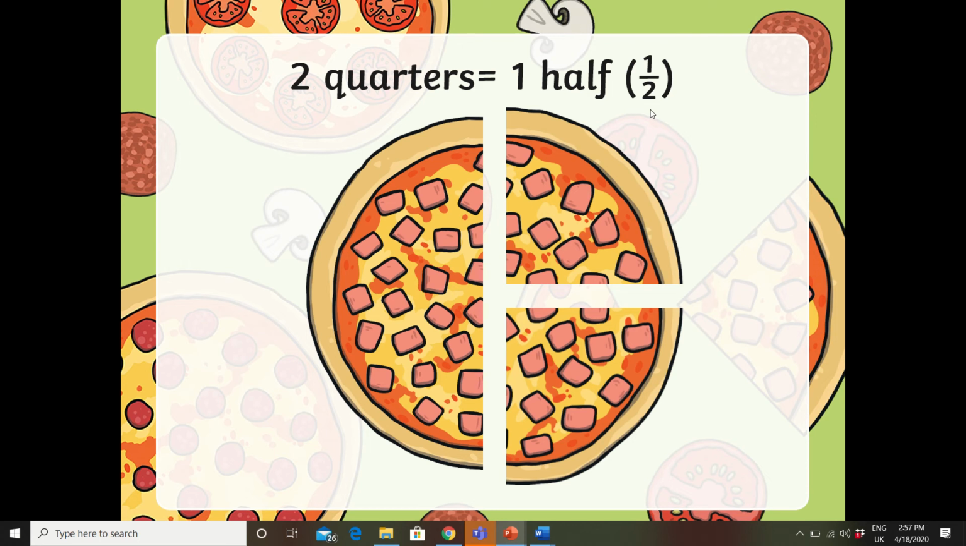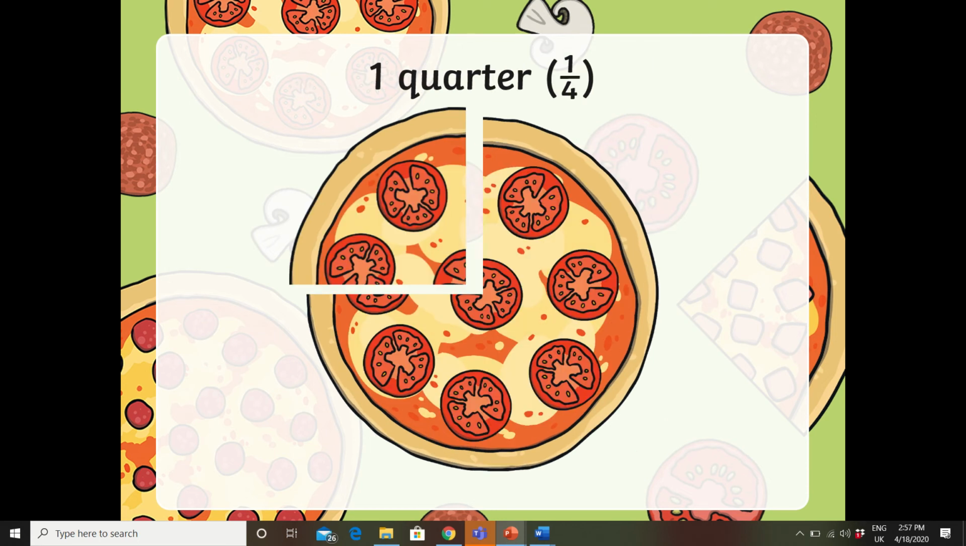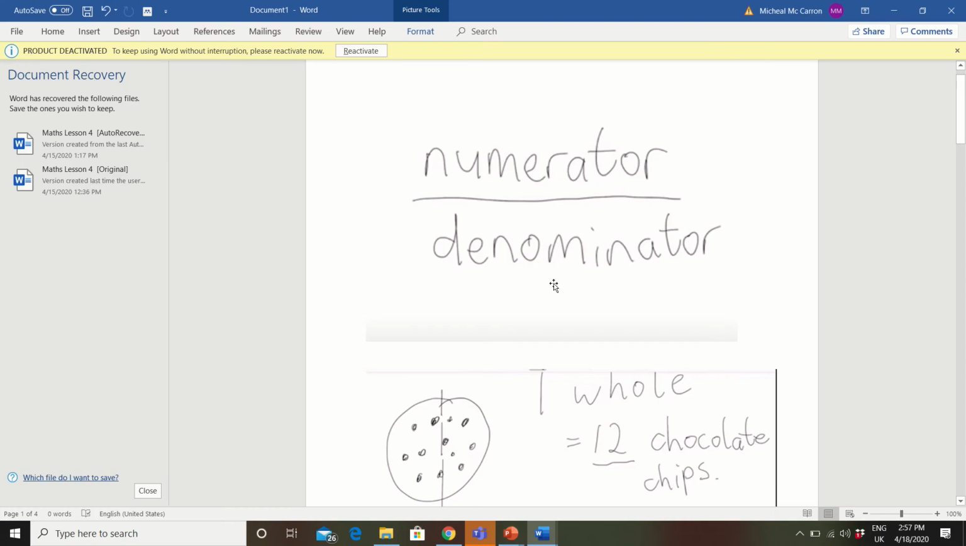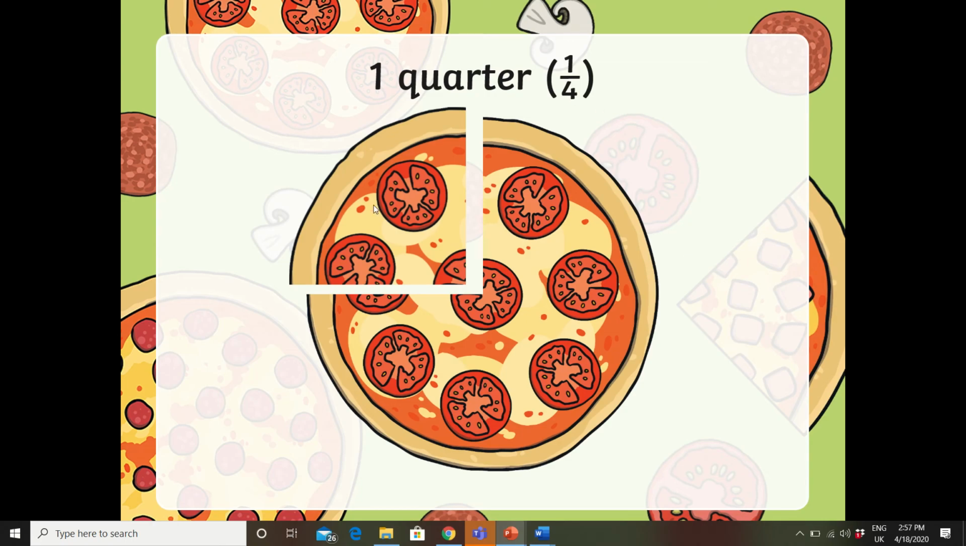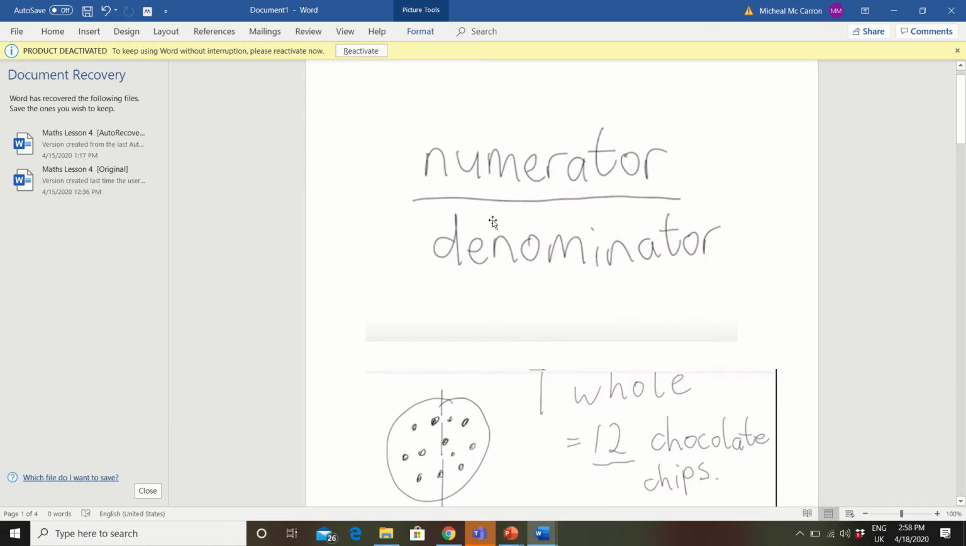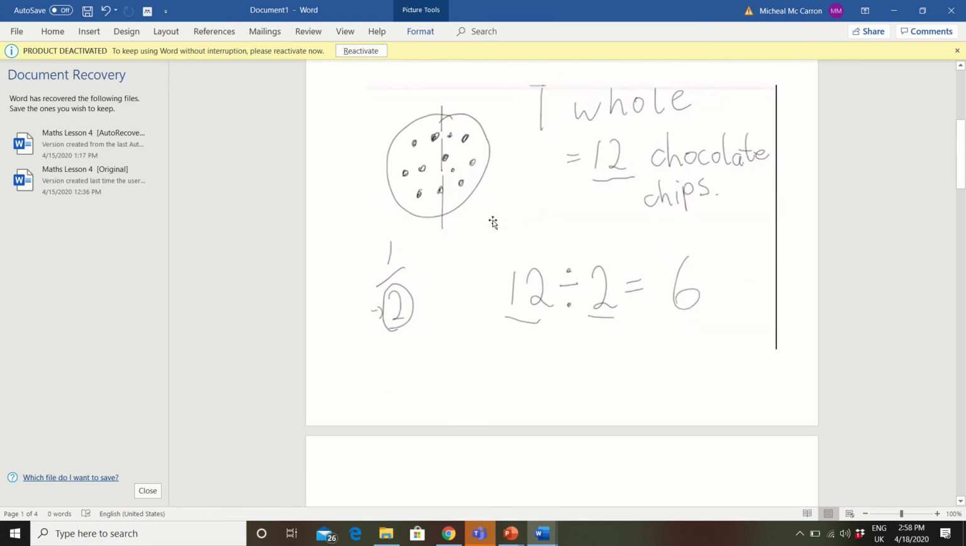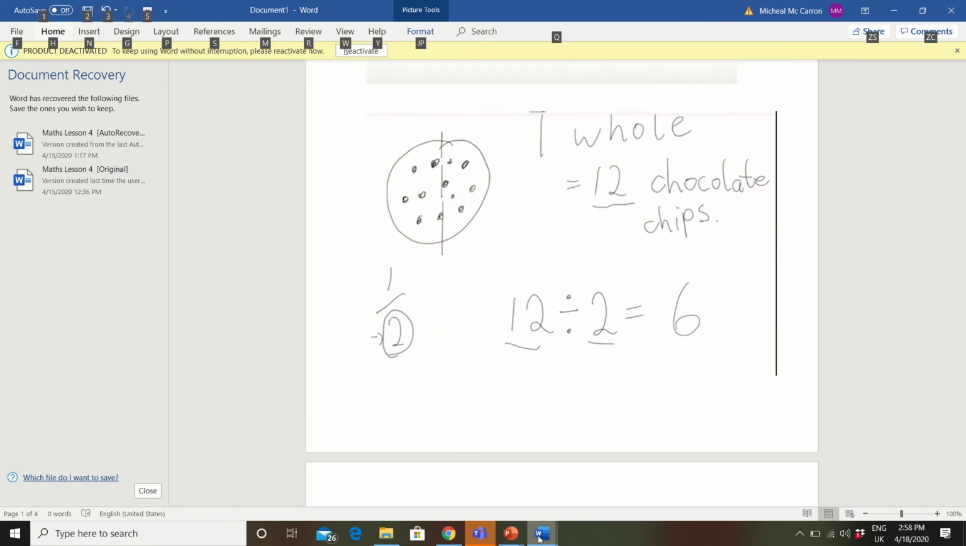The denominator is the total number of slices, okay? So if you look here, 1/4, our denominator is 4. So that means we have 1, 2, 3, 4 slices. And the numerator on top is the amount of slices we're going to eat, or actually interested in. So we have 1. So only 1/4. Okay, 1/4.